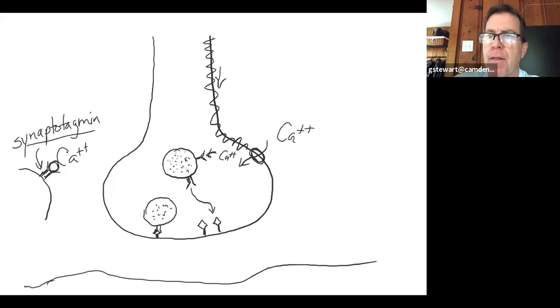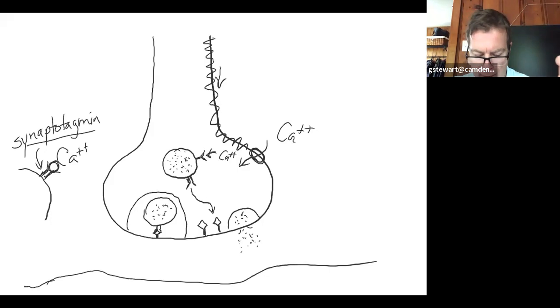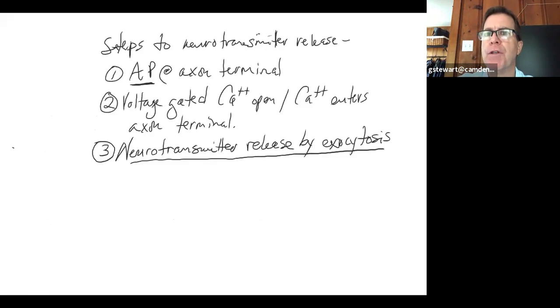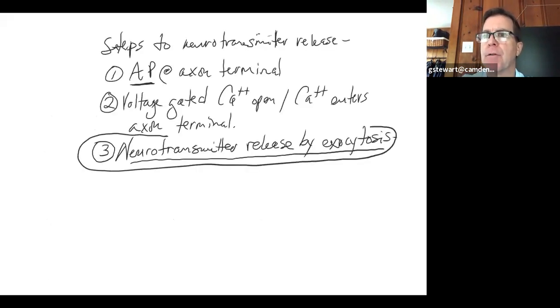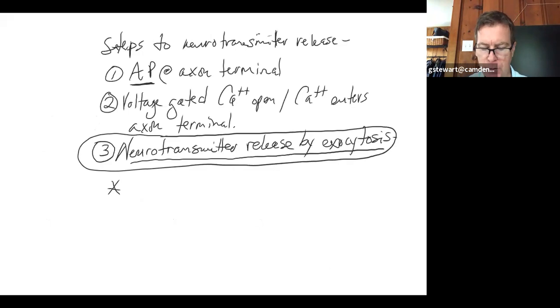That causes the vesicle to fuse with the membrane. So I'm going to draw a vesicle right here fusing with the membrane, and it releases its neurotransmitter by exocytosis. That whole process is called neurotransmitter release. That's step 3. So I'm going to just go back to this page. We just described neurotransmitter release by exocytosis. This neurotransmitter release by exocytosis is the rate-limiting step, what is called synaptic delay.